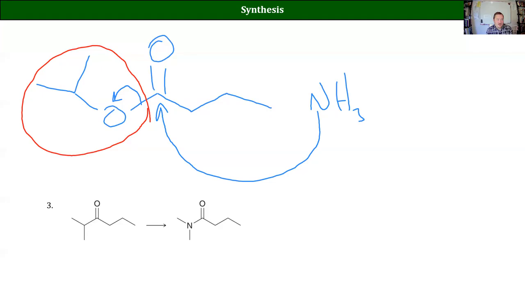Especially since we know both the ester and the acid are roughly the same level of stability and reactivity. There's not a huge driving force when it comes to converting an ester to an acid. So we wouldn't expect to get great yields doing that, but we could get pretty good yields going from an acid or an ester to an amide.